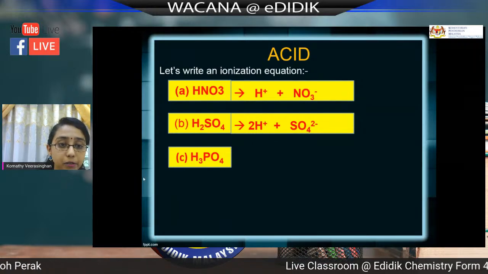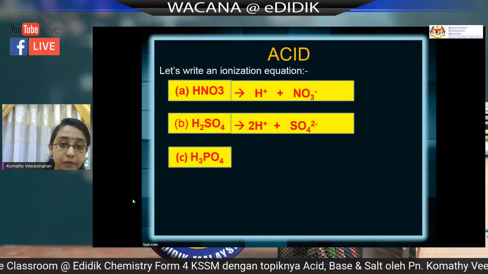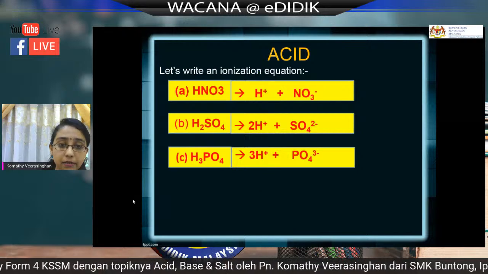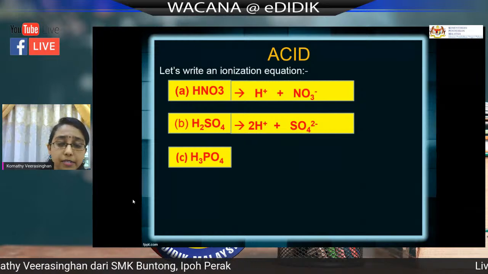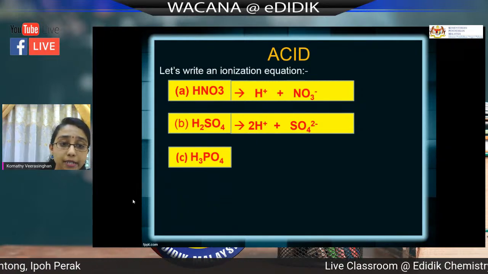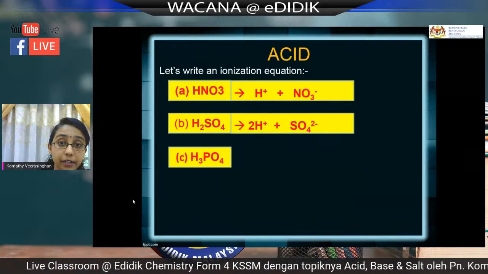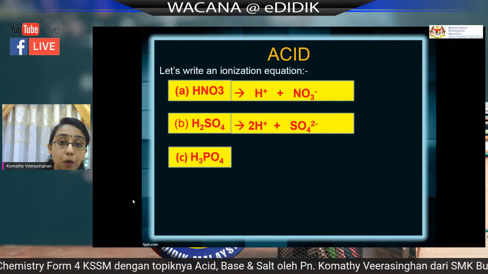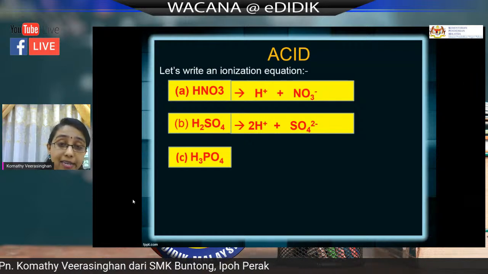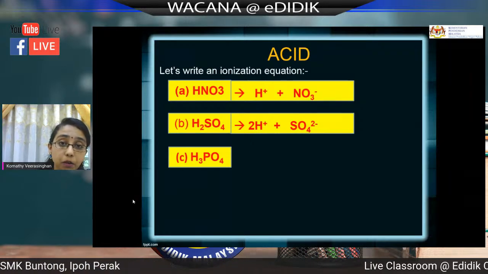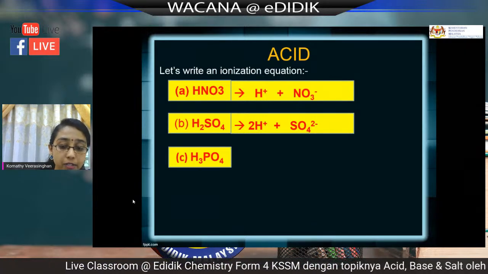when one molecule of sulfuric acid dissolves and ionizes in water, it will produce 2 mole of hydrogen ions and 1 mole of sulfate ions. Why? As you can see, sulfuric acid consists of 2 atoms of hydrogen. So one molecule contains 2 atoms of hydrogen, and when it ionizes, it will produce 2 mole of hydrogen ion. That's the balanced ionization equation for sulfuric acid.